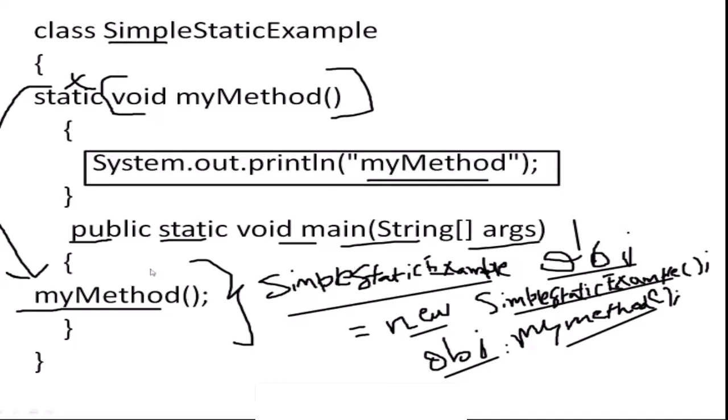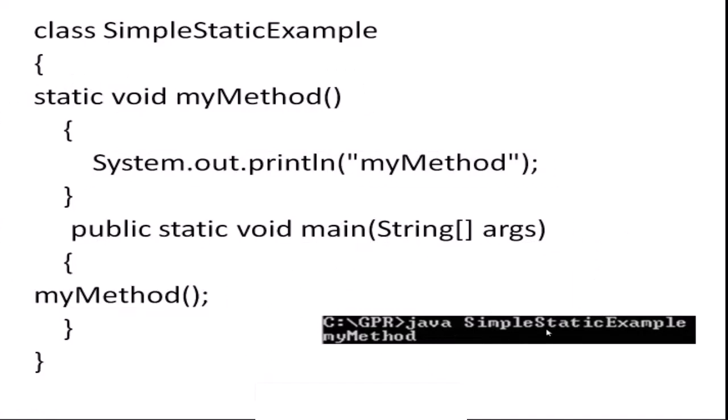Without the static, you need to write this particular statement. Otherwise, you can write myMethod directly. That is what I have told here. The output is Java SimpleStaticExample. I have compiled the program. Finally, it is going to show myMethod.